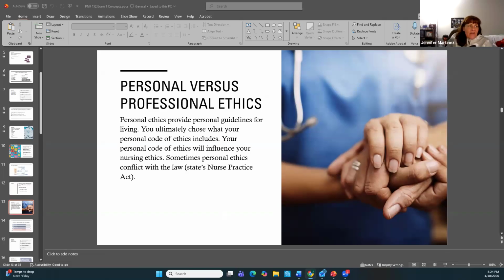We look at professional versus personal ethics. Personal ethics are your personal guidelines for living. You choose them, and nobody can choose those for you. You choose what your personal code of ethics is, and your personal code of ethics will influence your nursing ethics. Sometimes personal ethics will conflict with the law, which is our State Nurse Practice Act. And when our personal ethics conflict with the law, we have the obligation to follow the law, right?